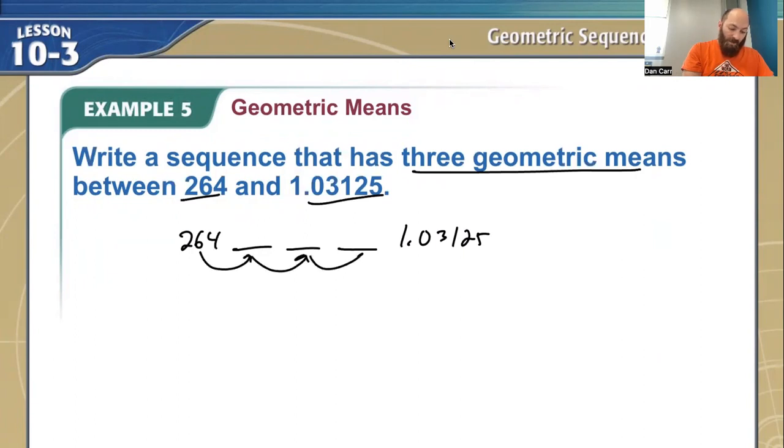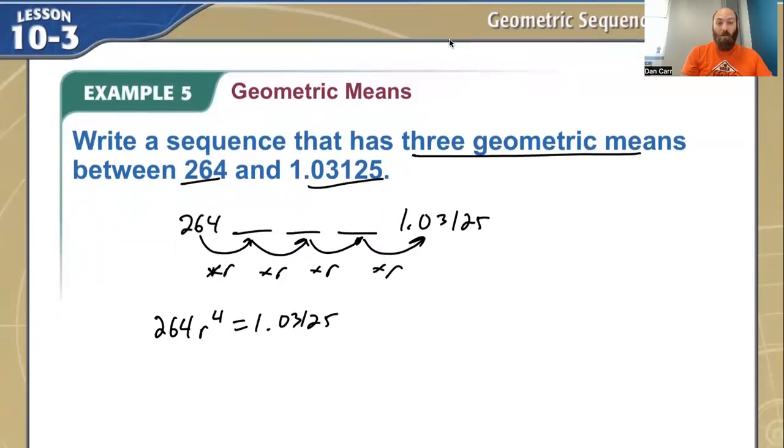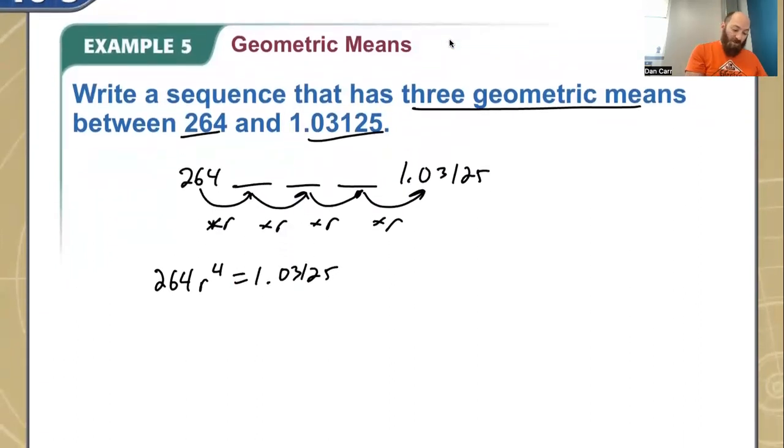If I model what's happening at each of these steps, we are multiplying by a common ratio r each time. So we know that if we take 264 and multiply that by r to the 4th power, because we have 4 common ratios being multiplied through, that will result in 1.03125. Now we just have to work this backwards and undo this to get the common ratio. If we divide both sides by 264, r to the fourth will be 1.03125 divided by 264.